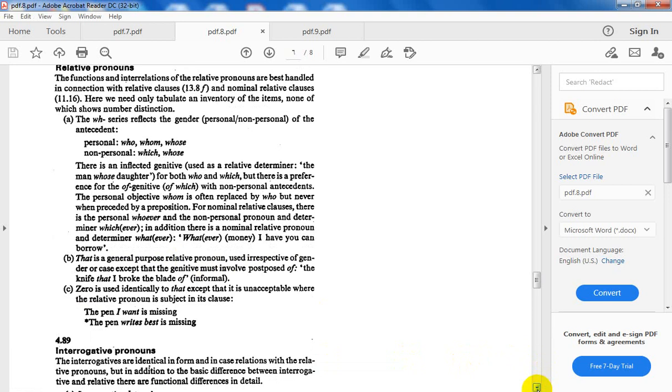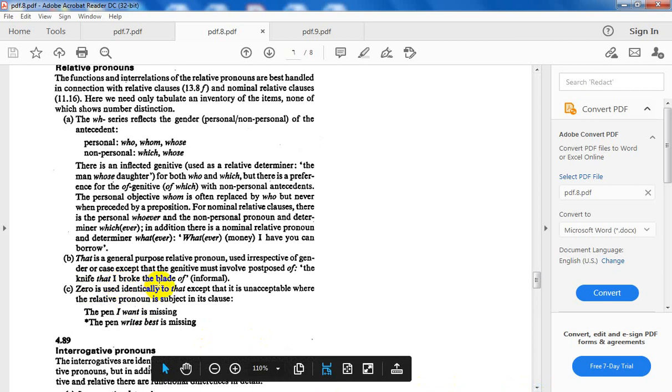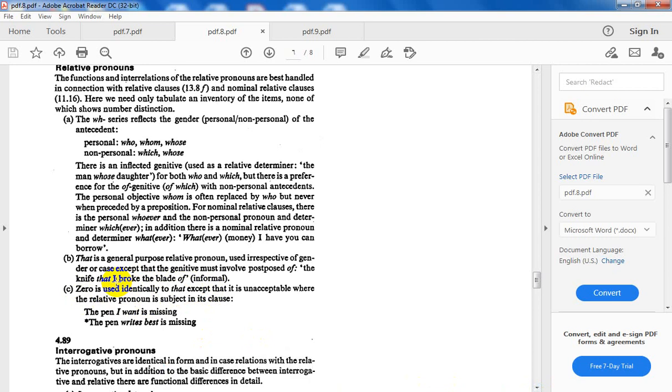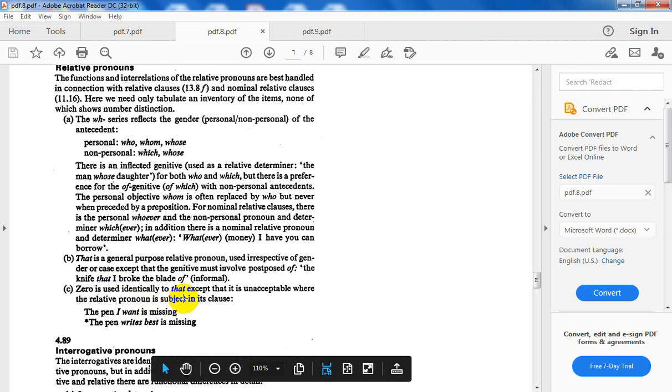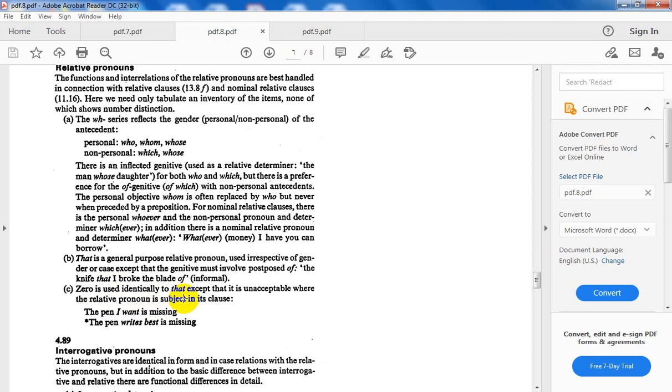Again, what else? There is a general purpose pronoun used irrespective of gender, that, which is used for personal and non-personal: the knife that I broke the blade of. This is informal. Of course, there are some relative clauses in which I can omit that. Zero relative, or zero that. Zero is used identically to that, except that it is unacceptable where the relative pronoun is subject in its clause. Meaning, if the that clause functions as subject, you cannot omit that.